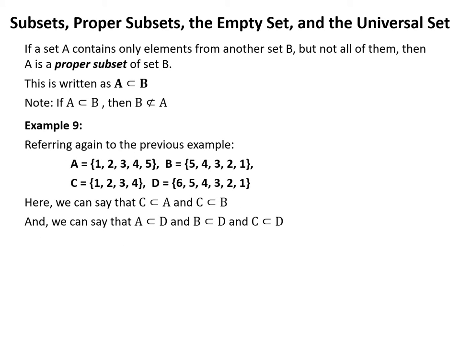If the set A contains only elements from another set B, but not all of them, then A is called a proper subset of B. This is written similarly to the subset notation, except the equal sign is not included. So if A is as you see here, we write A is a proper subset of B. If A is a proper subset of B, then B cannot be a proper subset of A. In example 9, we refer again to the previous sets A, B, C, and D, and we can conclude that C is a proper subset of A and a proper subset of B. And we can also say that A, B, and C are all proper subsets of D.